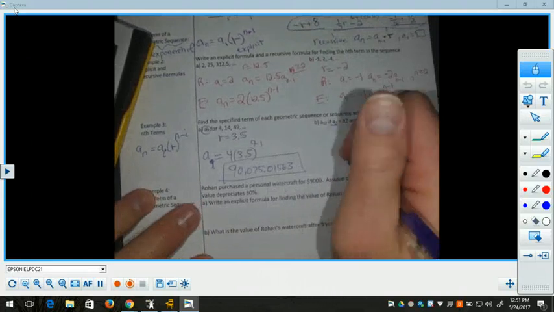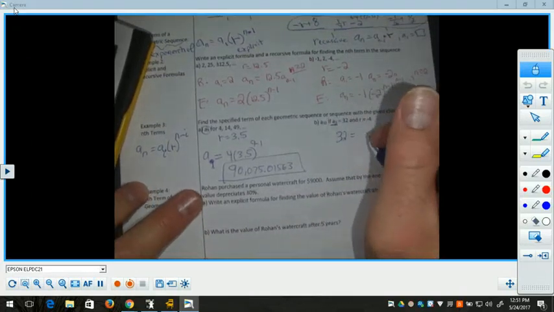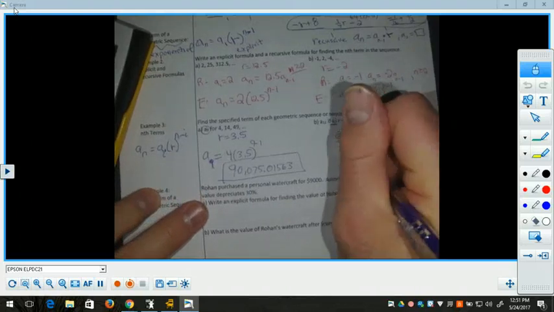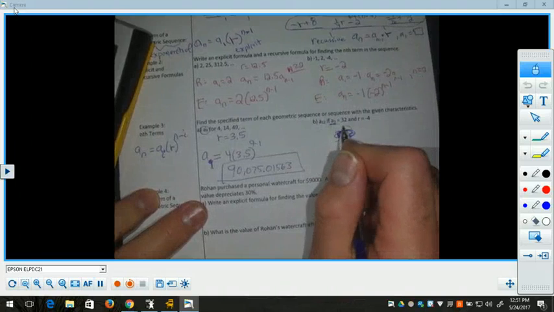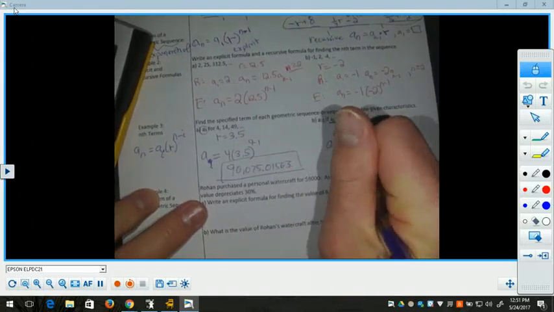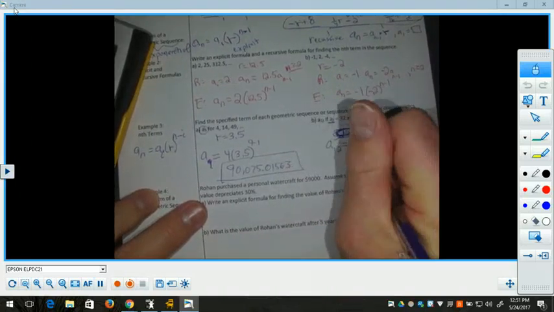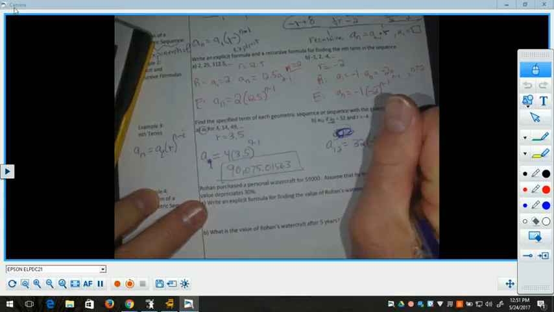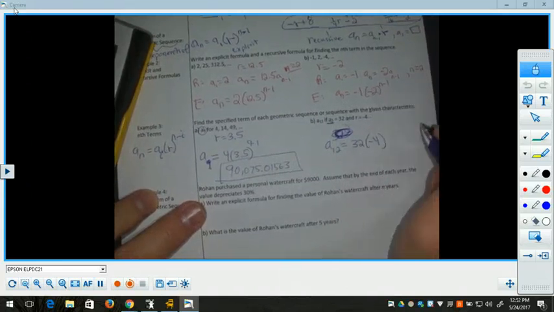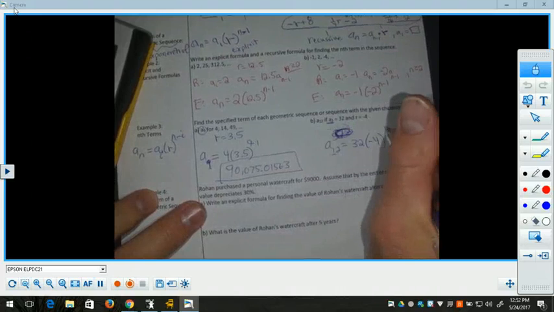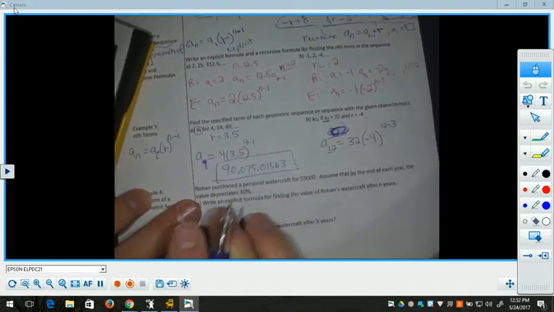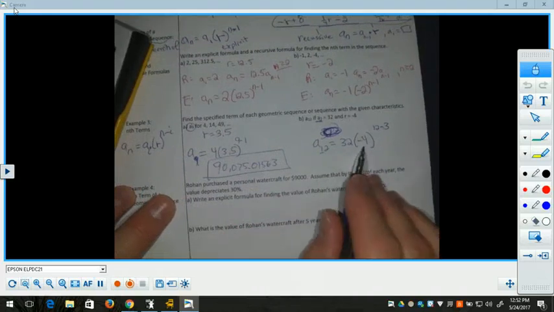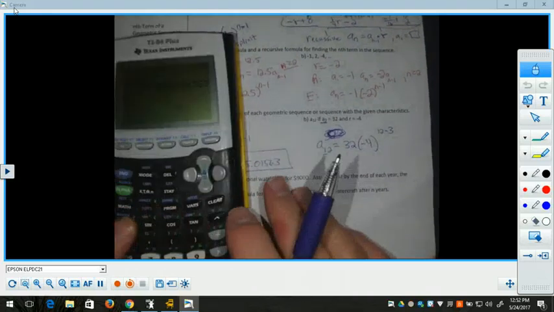So in this particular case, we have 32. If I wanted, I could actually find a sub 1 using 32, but I don't have to. I can find a sub 12 by doing the following: 32 times negative 4. Instead of n minus 1, I'm trying to find the 12th position, and this came from the 3rd position. So I have 32 times negative 4 to the 12 minus 3.